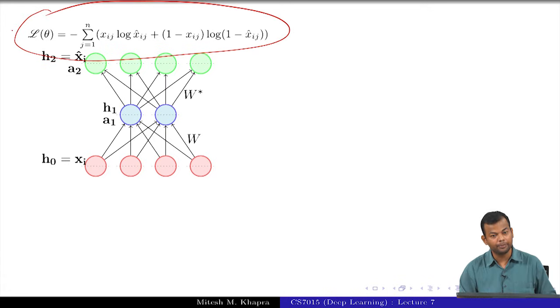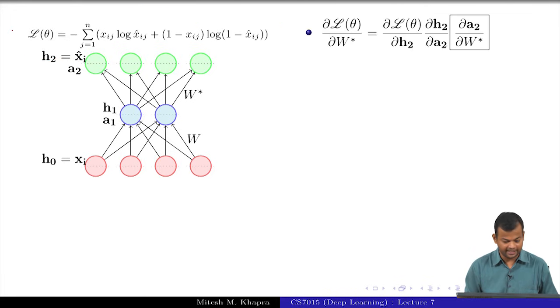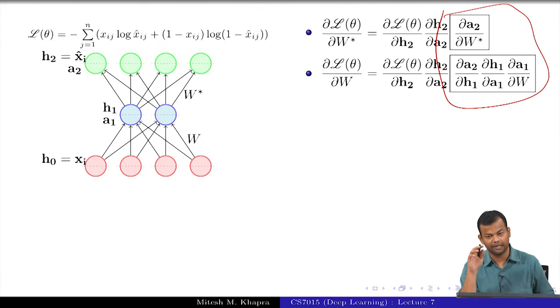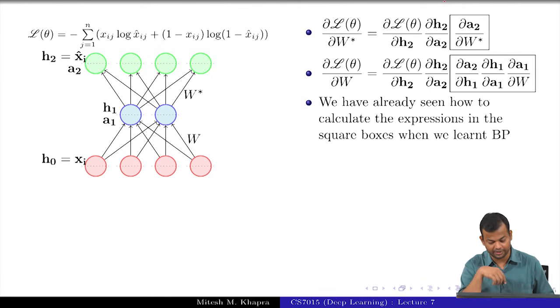So you just need to compute the gradients with respect to this loss function, and everything else is going to remain the same. That's exactly what I'm going to do on this slide. Whatever is in the boxes here, these two boxes, is something that you have already computed. And now what I'm going to compute is the stuff which is outside the boxes. So let's look at that.